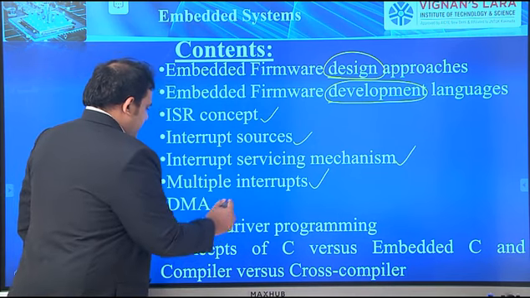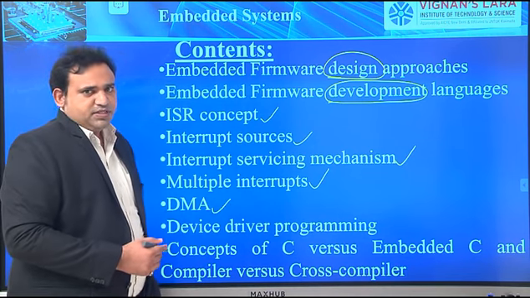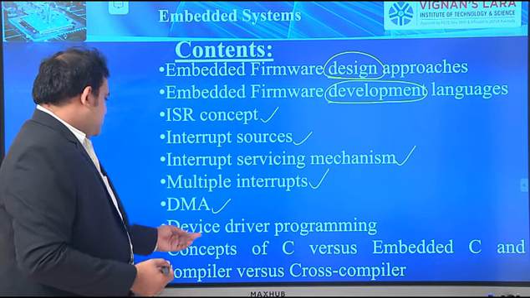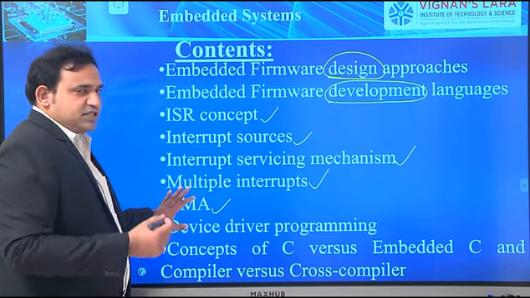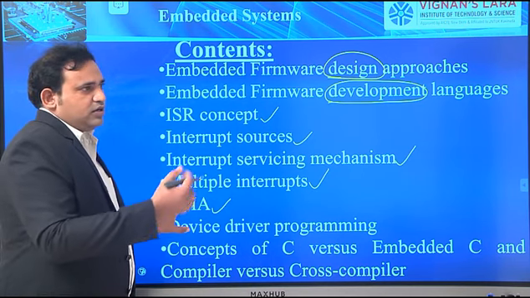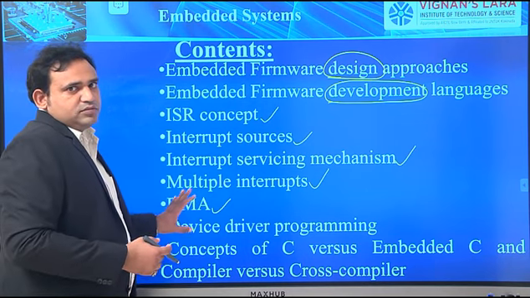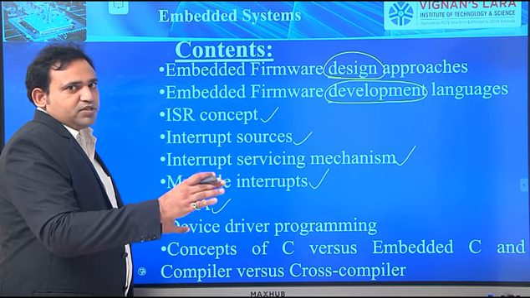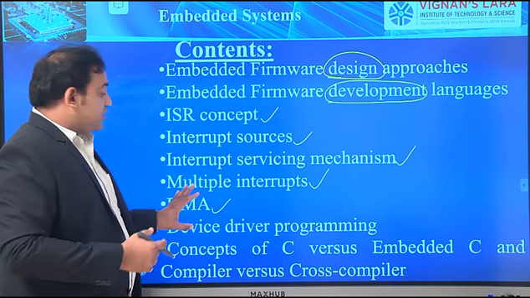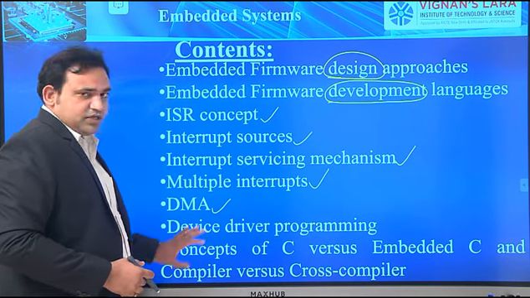Next, DMA, direct memory access. It means accessing the memory without sending the request to the controller. You can directly access the memory. There is no need of taking the processor request or the control request. It can directly access the memory, that concept.